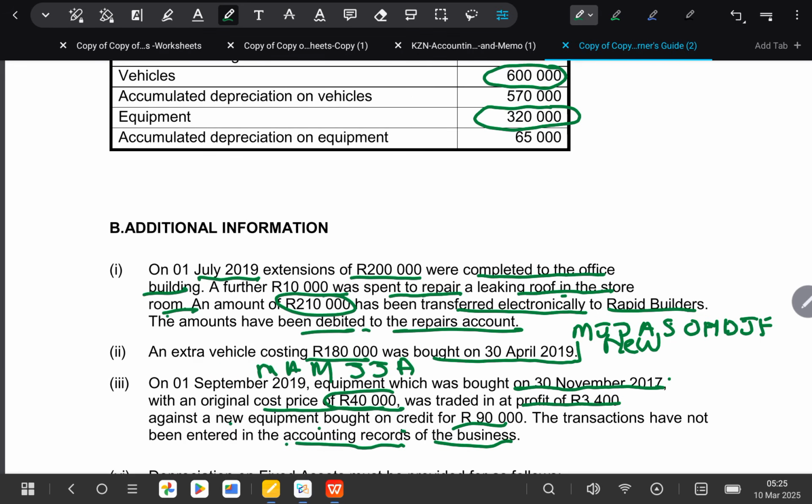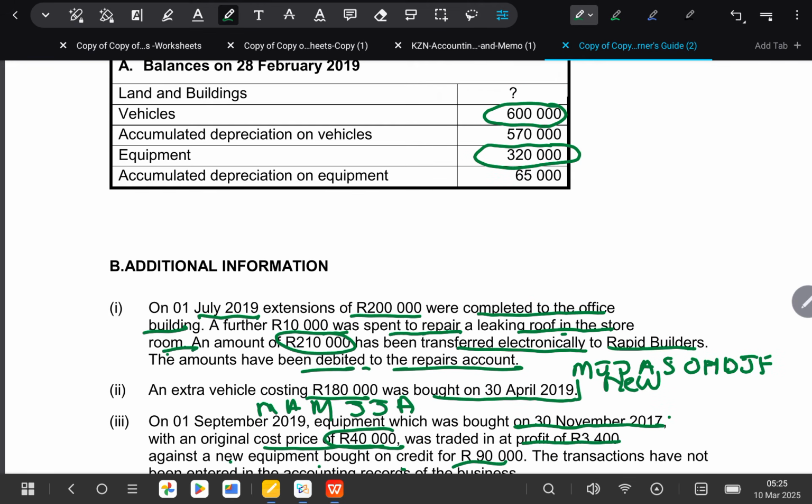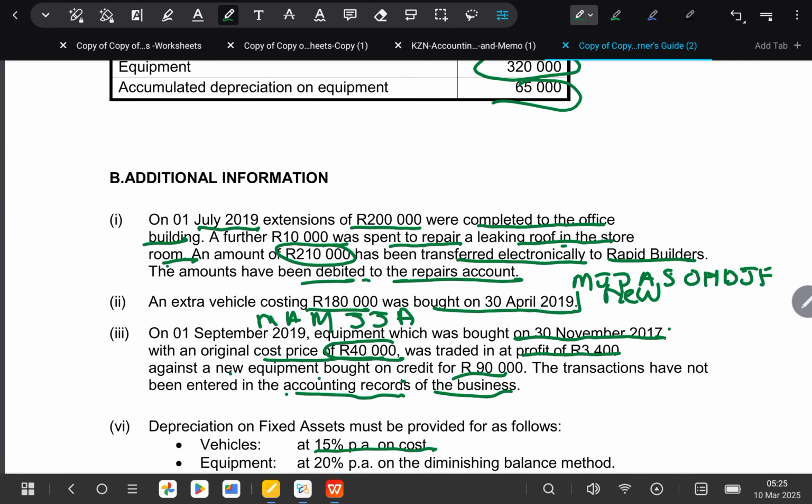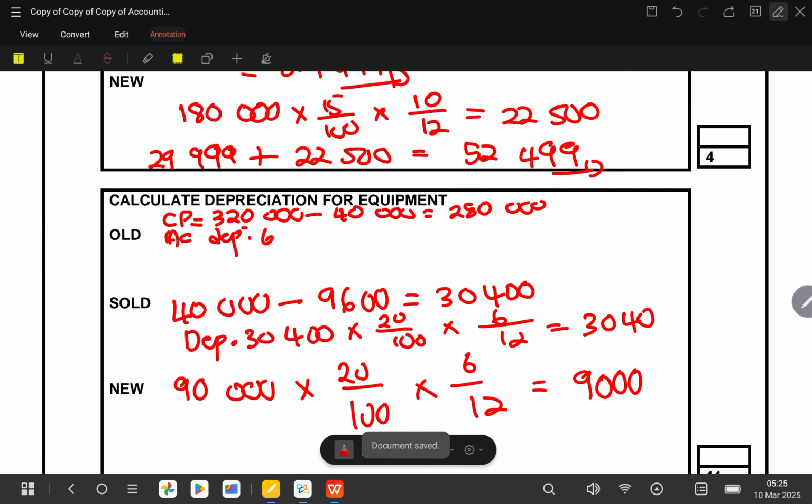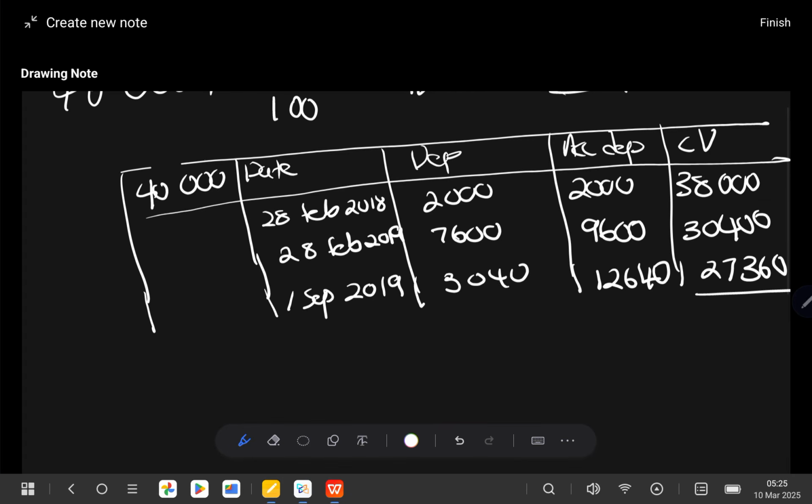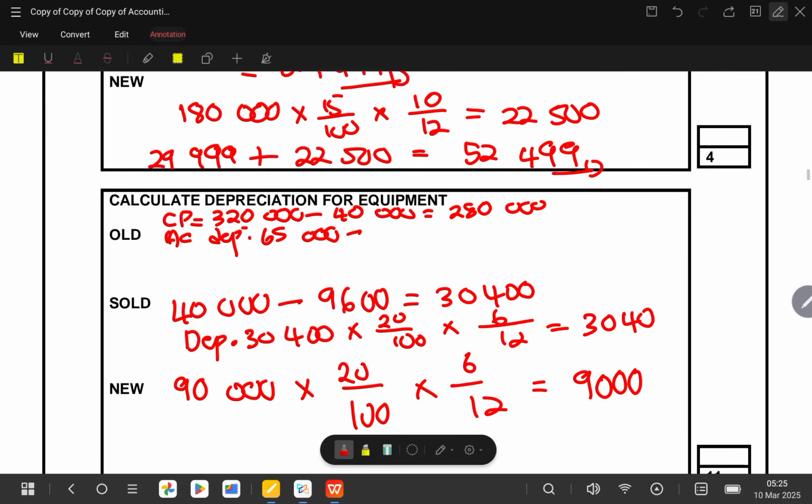And then we must do the same with regards to our accumulated depreciation. We must subtract the accumulated depreciation of the sold asset. So according to our information, our accumulated depreciation at the beginning on equipment is 65,000. So we must take that 65,000 and then subtract the accumulated depreciation of that old asset. Remember, it had an accumulated depreciation of 9,600 at the beginning, the one that we sold, so we must subtract that 9,600. So 65,000 minus 9,600 is giving us 55,400. So we have our 55,400 there.